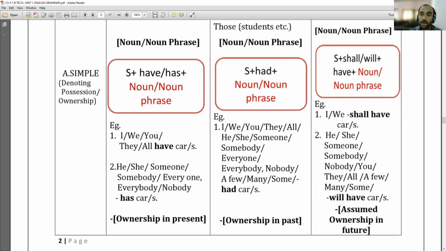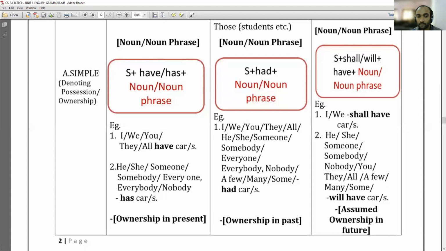Okay, so I have a car, or I have a Lamborghini. Take an example of a specific car. Or Audi. I have an Audi or I have a Lamborghini. You have a Lamborghini, you have an Audi, or you have a Mercedes. Okay, so it shows the possession. Have is the word which shows the possession or ownership.